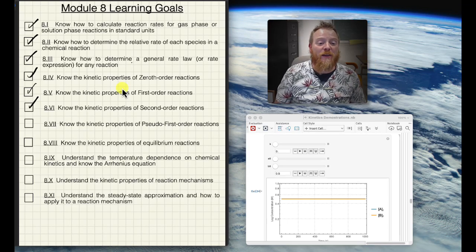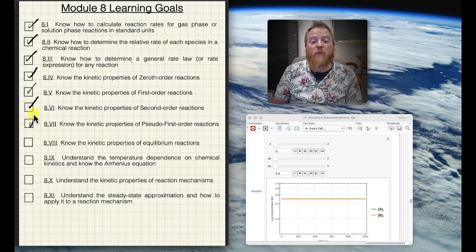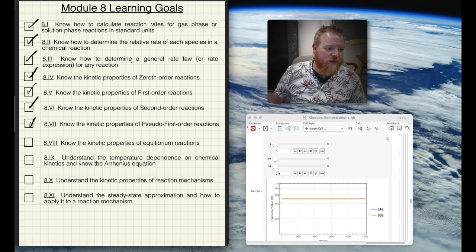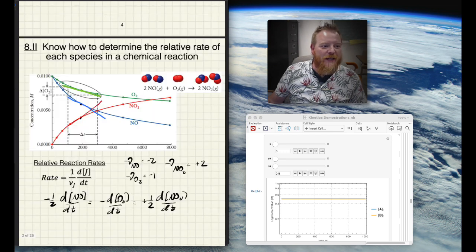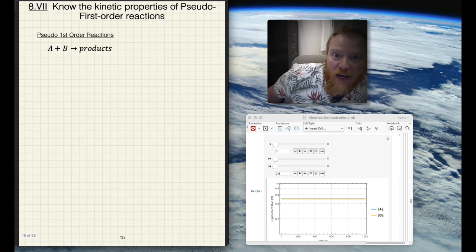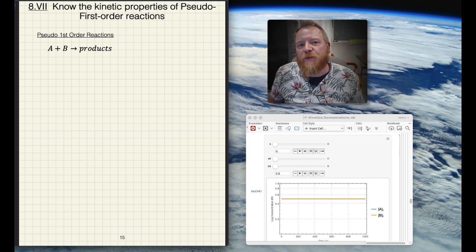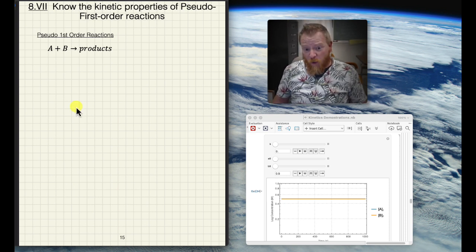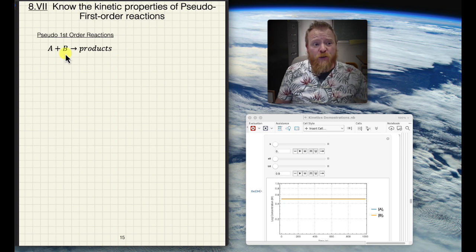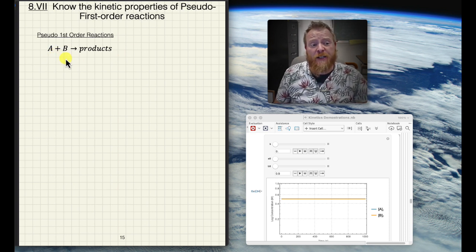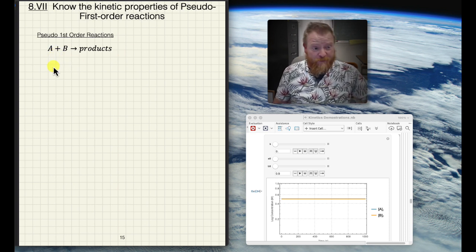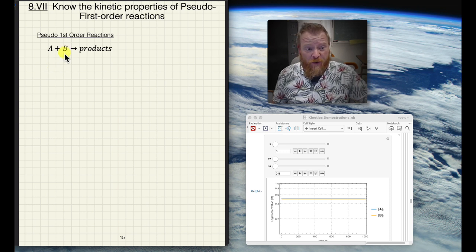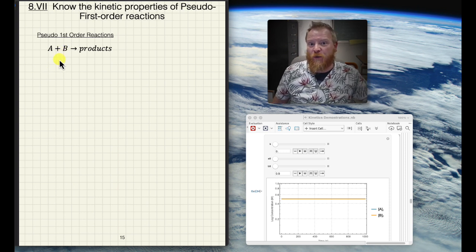Okay, picking up where we left off, let's talk about pseudo-first order reactions. So I kind of started to hint at that last time, and now we're going to develop the basis for pseudo-first order. So just reviewing what we saw last time: if we've got a reaction that is first order in one reactant and first order in another reactant, we have a second order reaction overall.